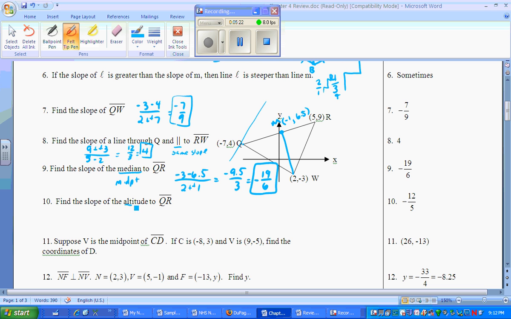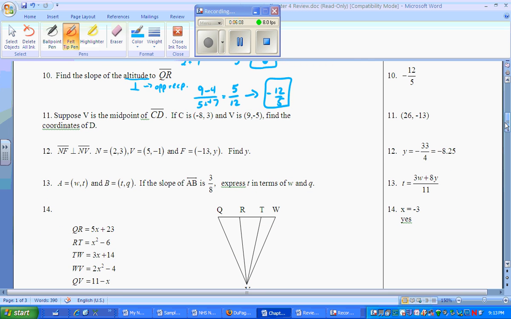And last but not least, find the slope of the altitude. Altitude causes perpendicular. You know perpendicular slopes are opposite reciprocals. Altitude to QR. Here's QR. Altitude would be somewhere around over here, causing perpendicular. So we can find the slope of QR. Slope of QR is 9 minus 4 over 5 minus negative 7. We end up with 5 over 12. This is the slope of QR, so we need the opposite reciprocal, so that's negative 12 over 5, and we're done.